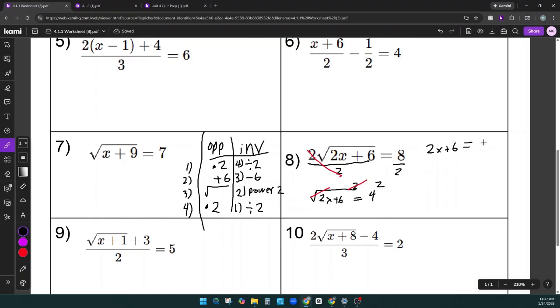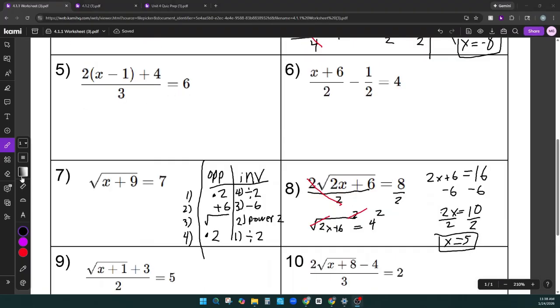So I need to remember what 4 squared is. That's going to be 16. And we're going to have minus 6, minus 6. I'm going to have 2x is equal to 10. Divide by 2, divide by 2, and I have x is equal to 5. And that's our answer for that one.